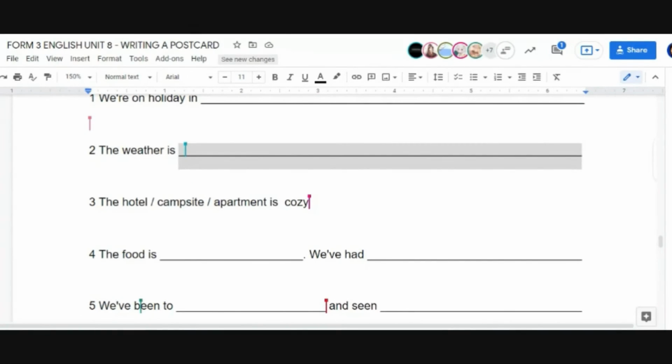Ikai typed, the hotel, campsite, or apartment is cozy. Can you try to type more to describe the place? Instead of a simple sentence, try to make a compound or a complex sentence. It's beautiful like a paradise. Okay.